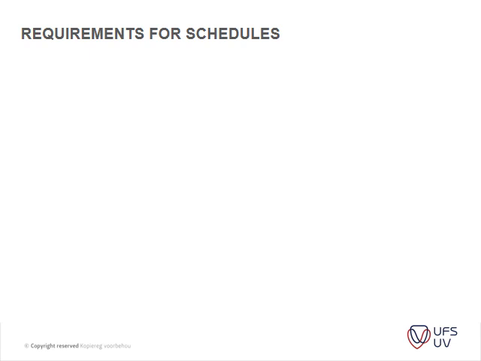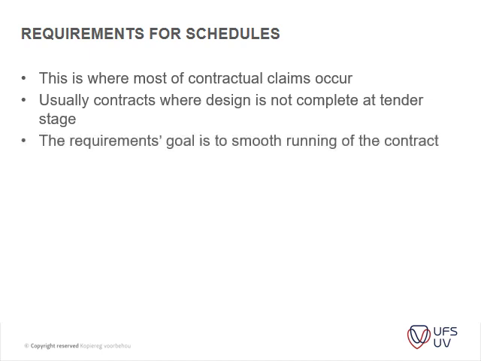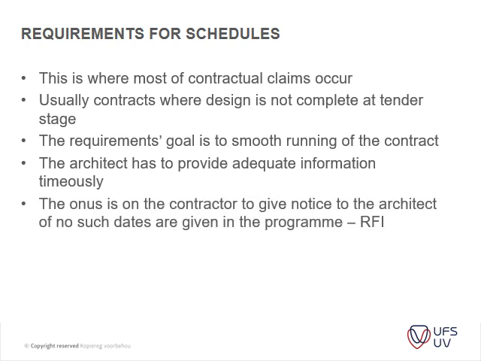Okay, then your requirements for your schedules. There's a couple of basic items that you need to have in that. This is where most contract claims occur. It's usually contracts where design is not complete at tender stage, and then the requirements goal is the smooth running of the contract, and then the architect has to provide adequate information timeously. Then the onus is on the contractor to give notice to the architect if no such dates are given. Okay, so that's the RFIs which I spoke about in the lecture.